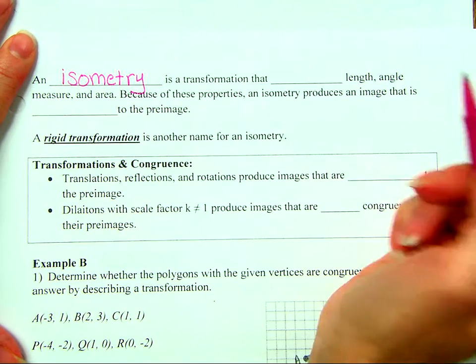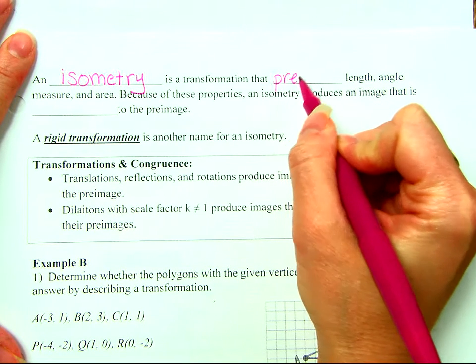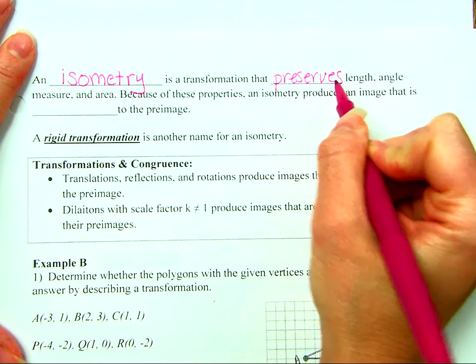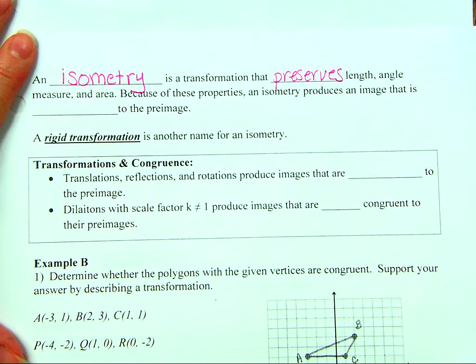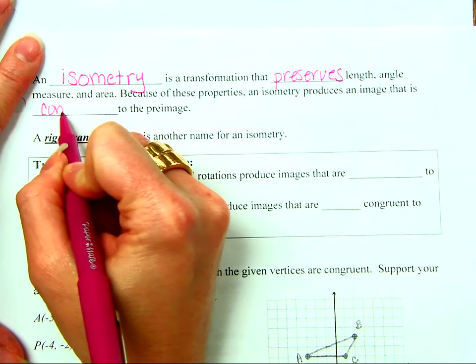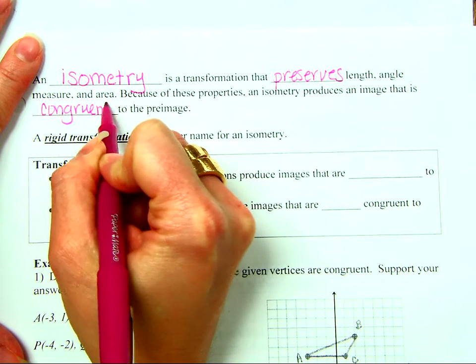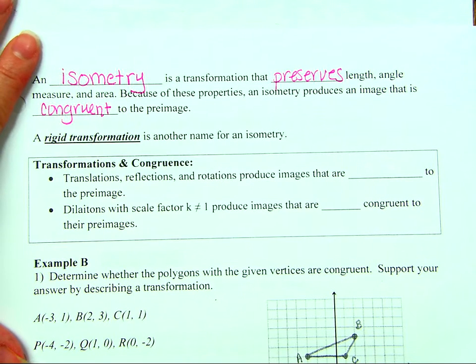An isometry is a transformation that preserves length, angle measure, and area. And because of these properties, an isometry produces an image that is congruent to the original, or to the pre-image. So an isometry, if you think back to our first transformations, when we translated, our images were congruent. When we reflected or when we rotated, they were congruent. So those are going to be considered isometries.